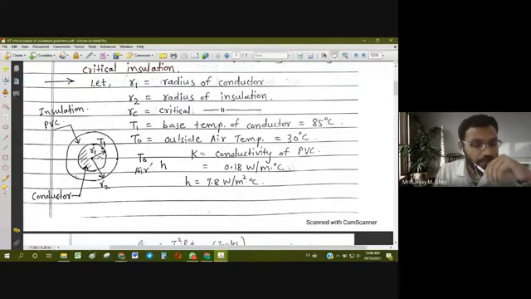So first, through the conductor it will be by conduction, and then through the insulation it will again be by conduction, and from the insulation outside surface to air it will be by convection. That is why there are combined modes of heat transfer in action at the same time: conduction through the conductor, conduction through the insulation, because both are solid materials, and lastly convection at the outer surface of the insulation.